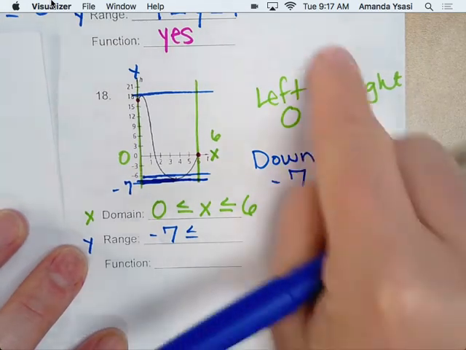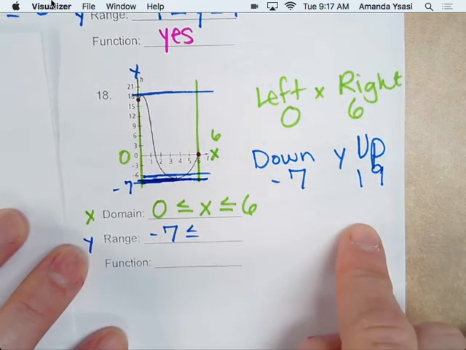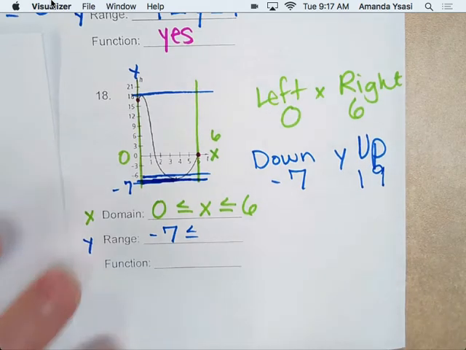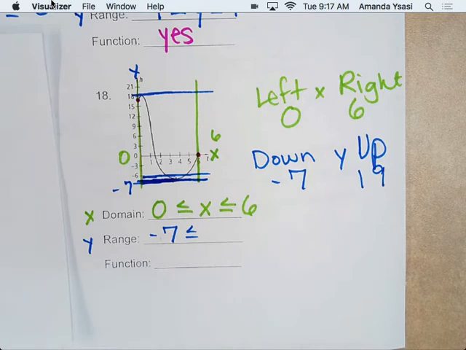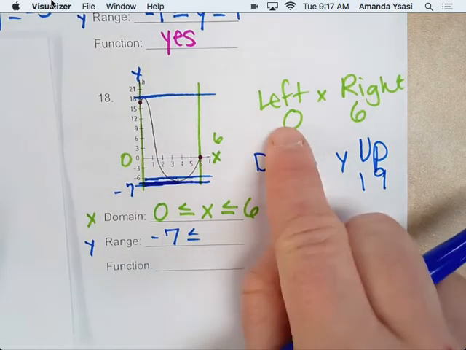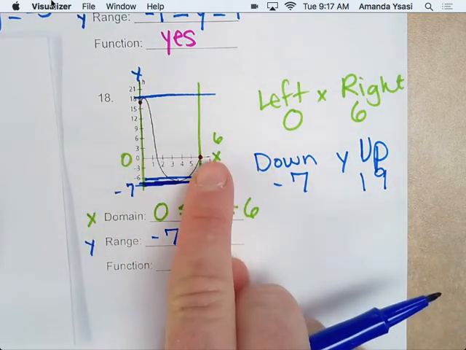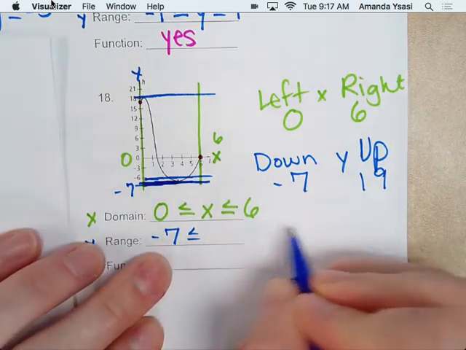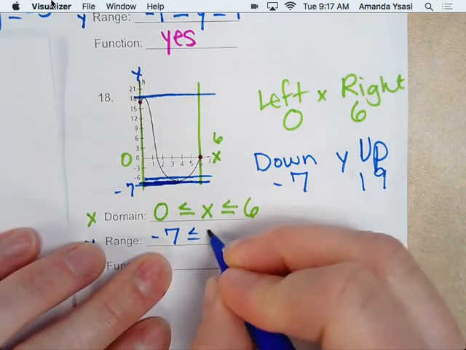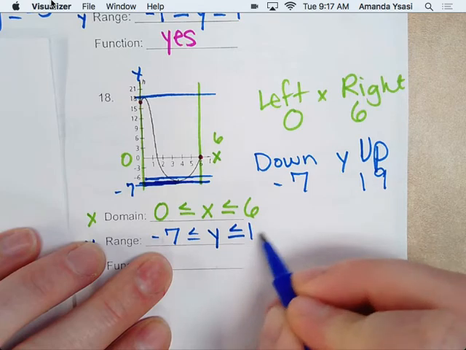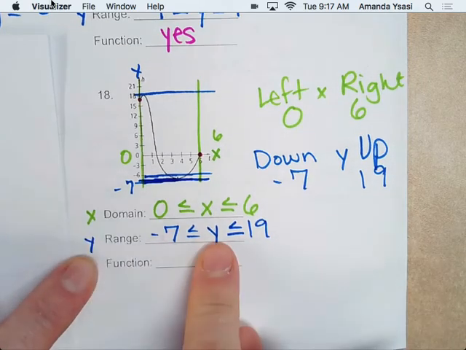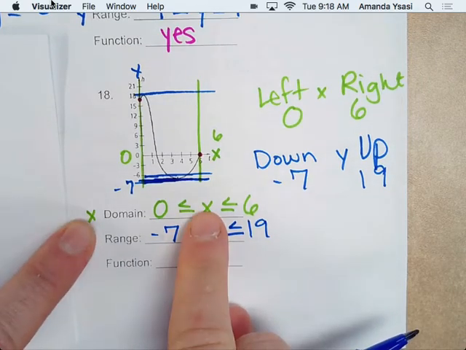So write these little notes over to the side that help you figure out what -7 goes with. It goes with how far down. What does 19 go with? It's how far up. 0 is how far left. 6 is how far right. And then because they touch them, we're going to do less than or equal to. And make sure for range you're doing Y, and for domain you're doing X.